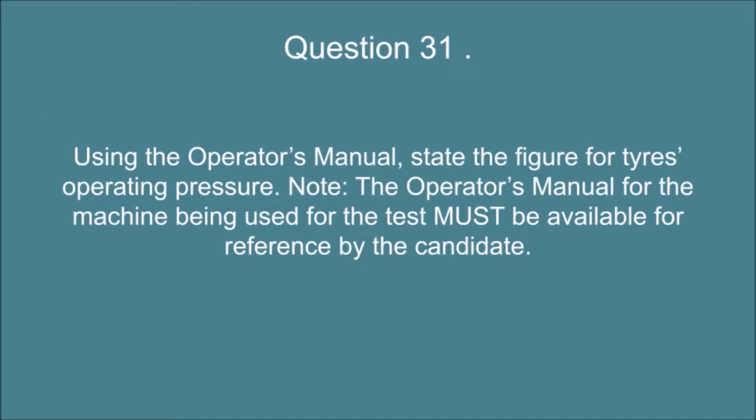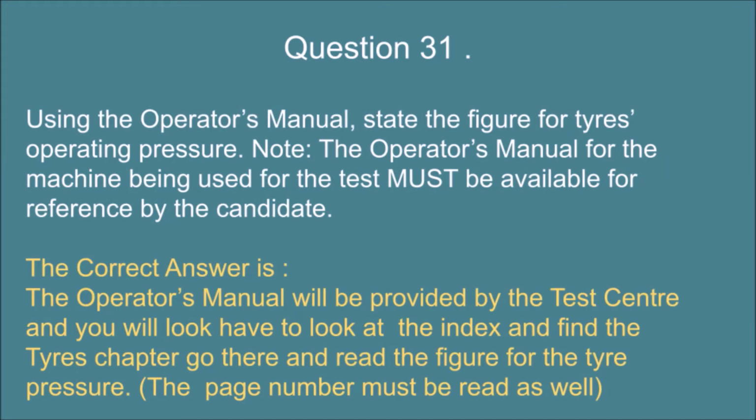Question 31. Using the operator's manual, state the figure for tire operating pressure. Note, the operator's manual for the machine being used for the test must be available for reference by the candidate. The correct answer is, the operator's manual will be provided by the test center, and you will have to look at the index and find the tires chapter, go there and read the figure for the tire pressure. The page number must be read as well.